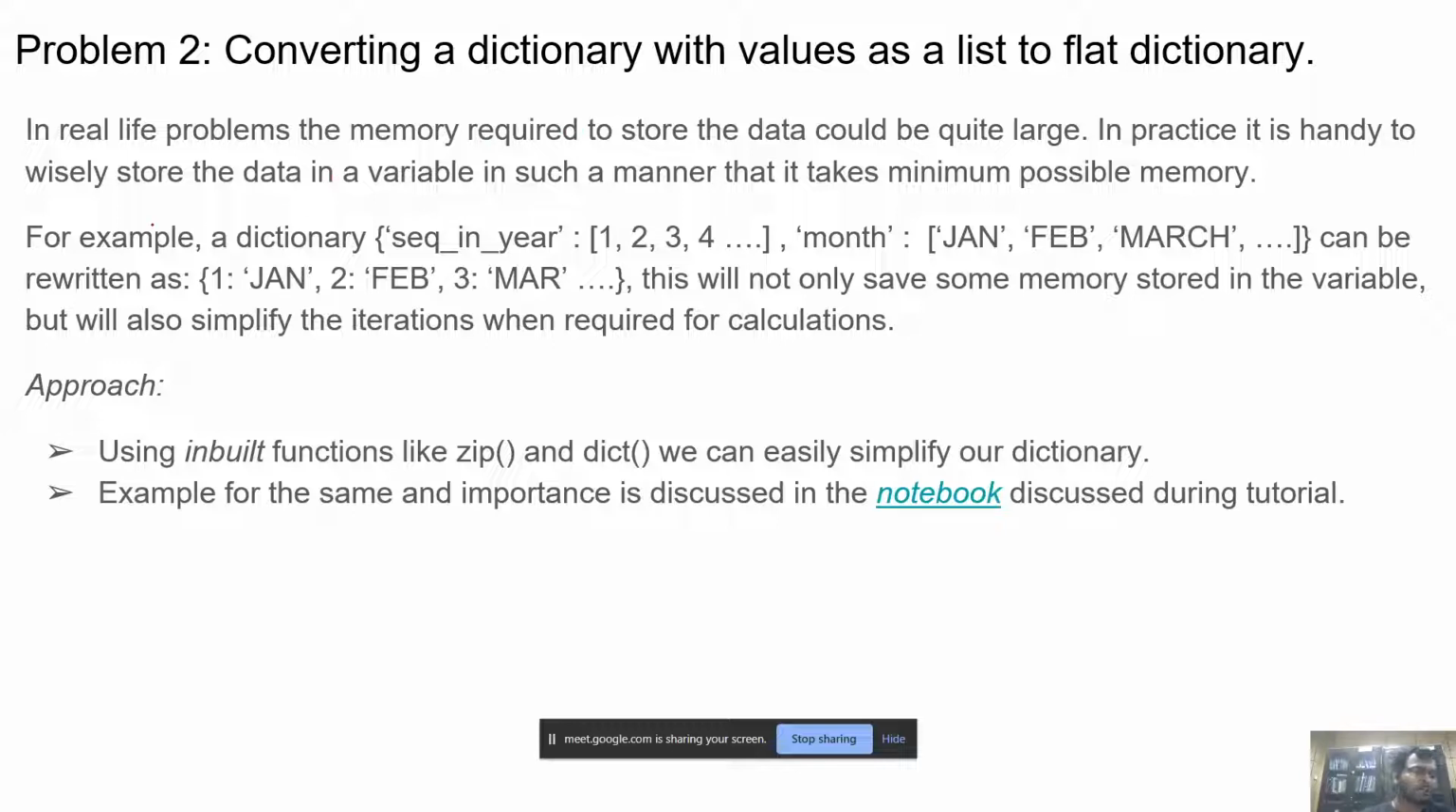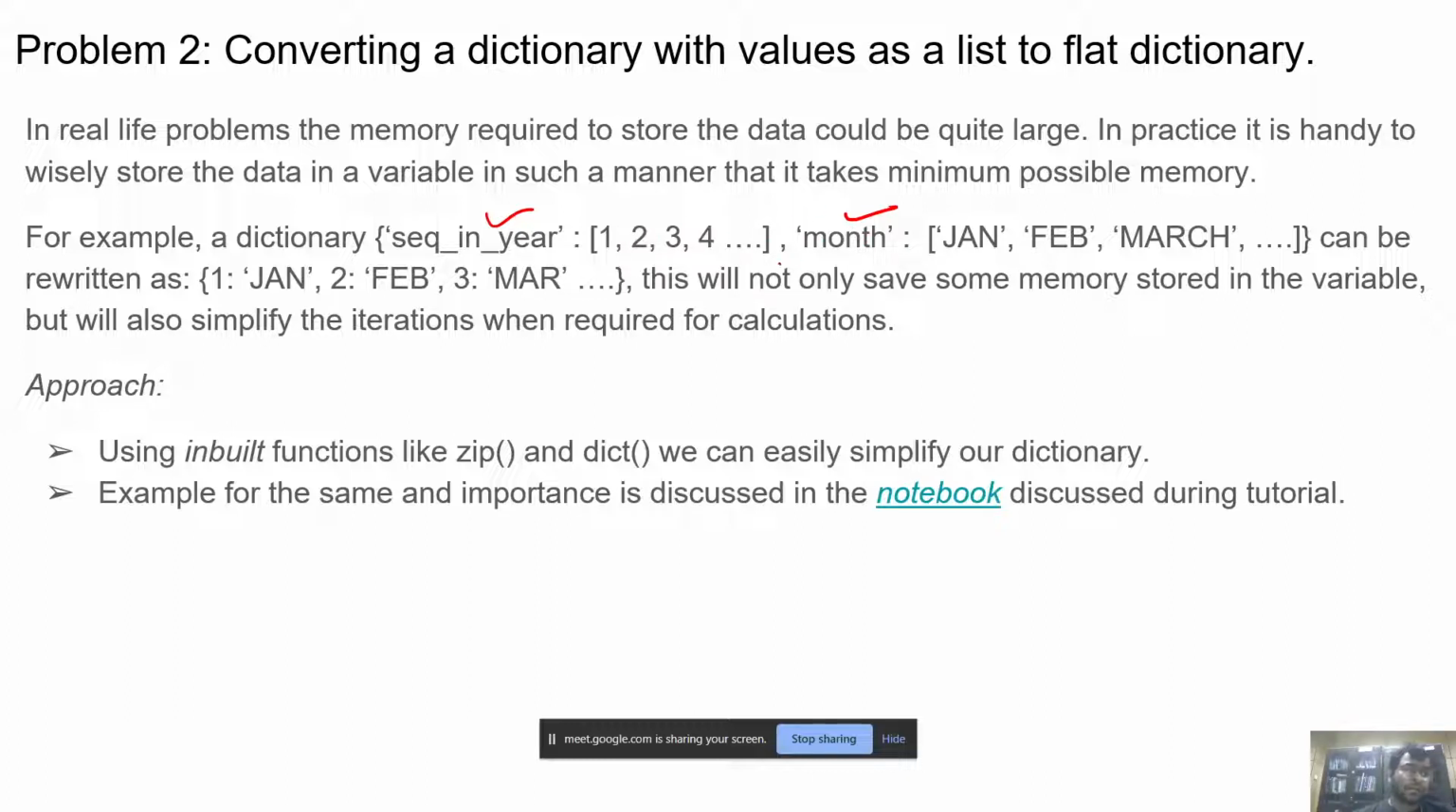Now, one example that I am going to show you here, I have created a dictionary. This is a dictionary where the first key is sequence in year, and the sequence is 1 2 3 4, and it will go up to 12. And then the second key is month, and in the same sequence we'll have January, February, March, April, May, and June. So basically this tells us that January, February, March, April, May, June up to December, they come in sequence 1 2 3 4 5 6 7 8 9 10 11 and 12.